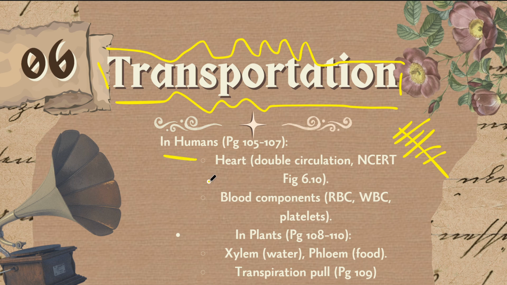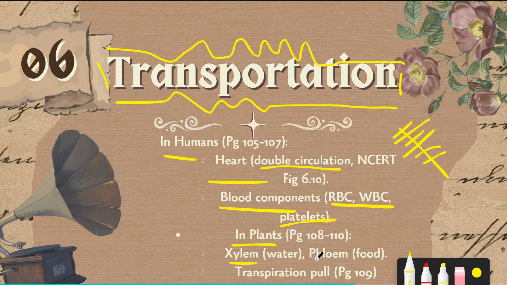First is, in humans, there is a heart. It does double circulation. For example, blood components like RBC, WBC, platelets. In plants, there are xylem and phloem. Xylem is water transportation, and phloem is food transportation. Transpiration. You have the definition on page number 109.